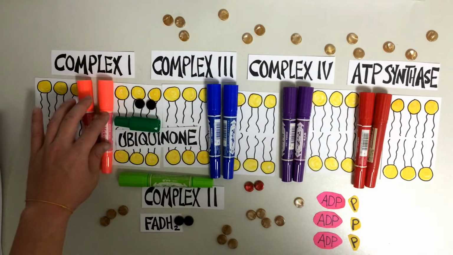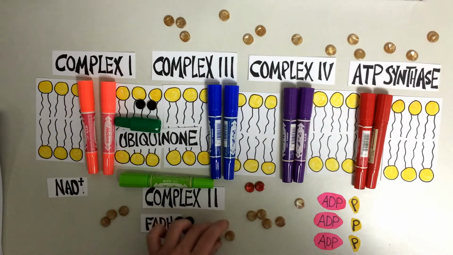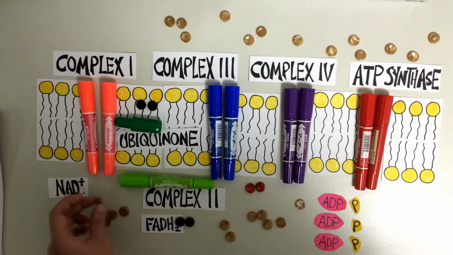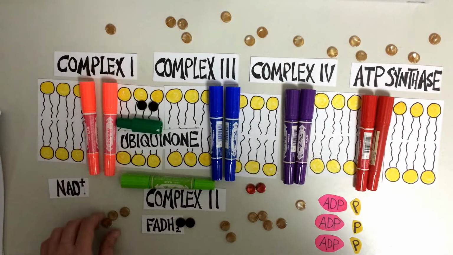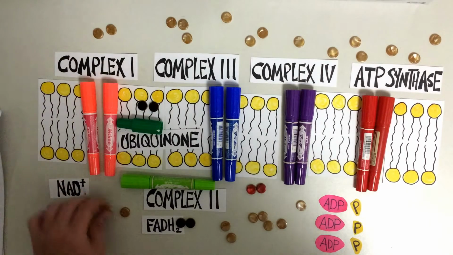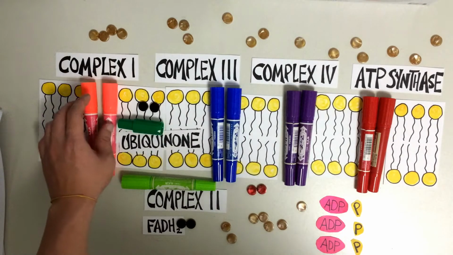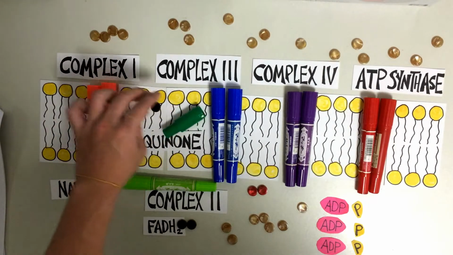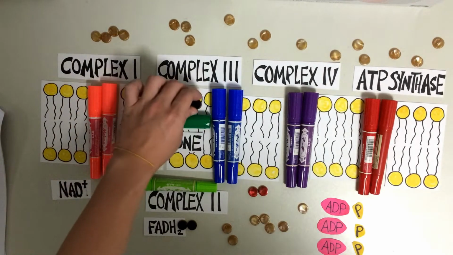Upon this transfer, it causes a conformational change in complex 1, which would allow 4 hydrogen ions to move from the mitochondrial matrix into the intermembrane space, as shown. 1, 2, 3, and 4. After which, ubiquinone would then shuttle this pair of electrons from complex 1 to complex 3.